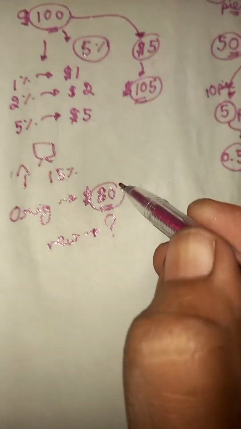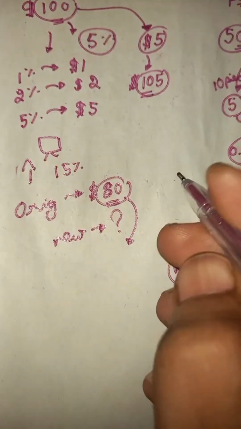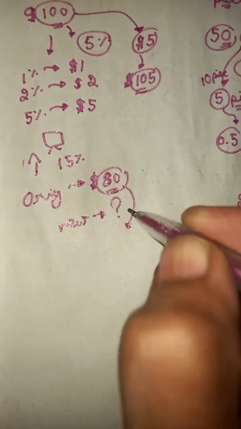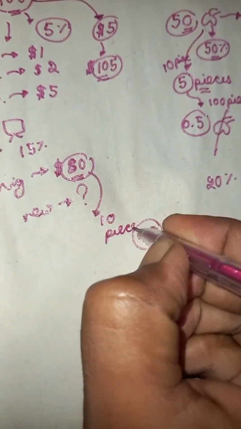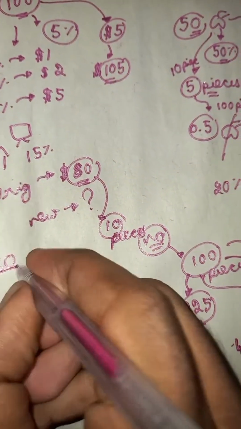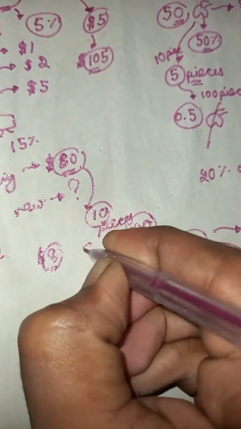You can do it in the same way like this. If the original price is $80, you divide it into 100 pieces. First, if you divide it into 10 pieces, you're going to get 10 pieces in it. Each piece is 8 bucks.